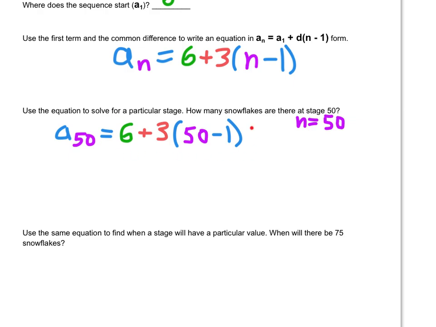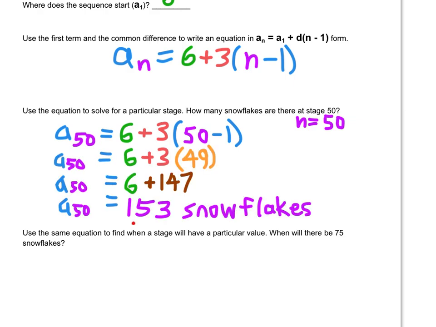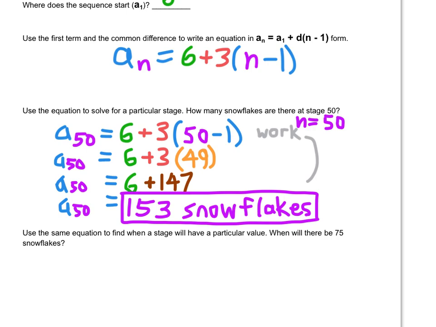You're literally just going to type in this right side, the 6 plus 3 parenthesis, 50 minus 1 on your calculator and get the answer, which equals 153 snowflakes. I did show all the steps here, but literally I'm okay if you go from this first line, which is our work, to the last one, which is our answer. But I did show each step in case you're wondering.